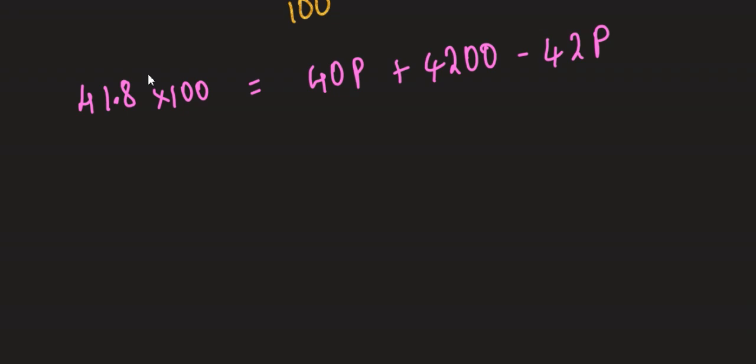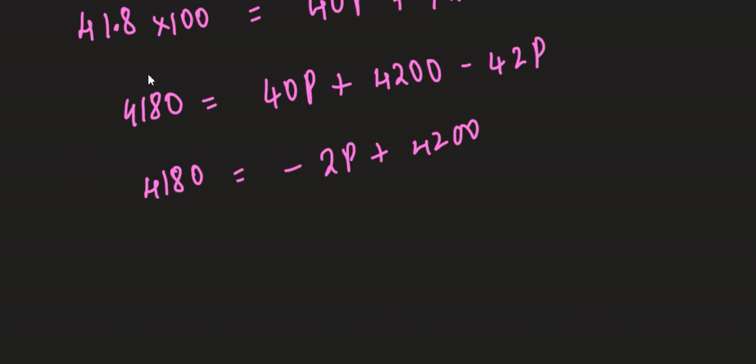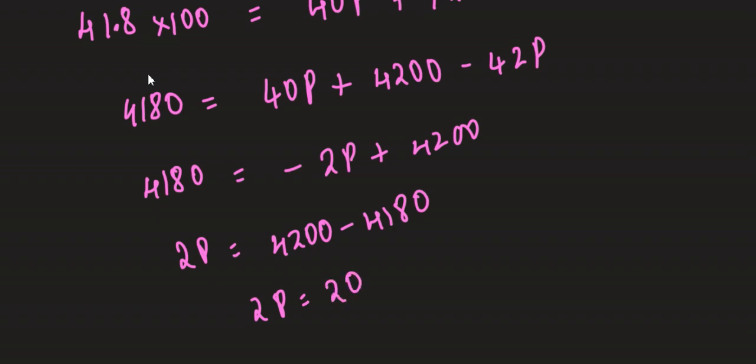Okay, so if you go with the further calculation, what will you get? 4180 is equal to 40p plus 4200 minus 42p. Sending this term this side, remaining that side. 4180 is equal to minus 2p plus 4200, sending 2p that side. So what will you get here? 2p is equal to 4200 minus 4180. So 2p is equal to how much? 20, and p is equal to how much?